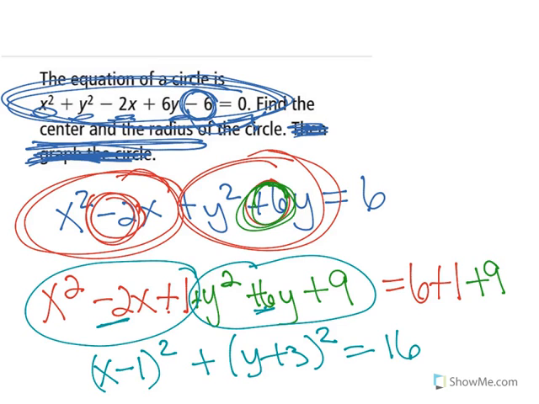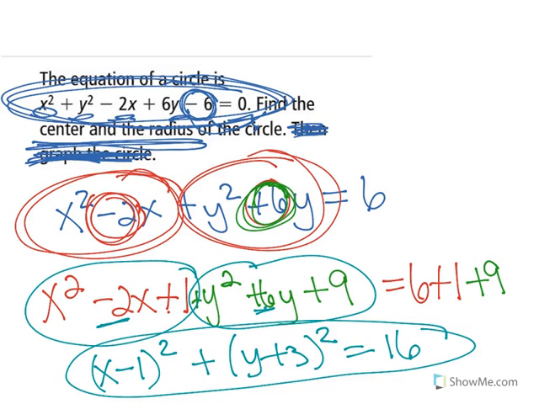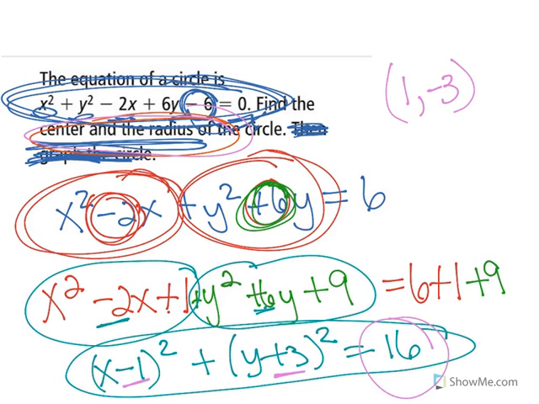Hey, look. That looks an awful lot like our standard equation of a circle. Yay! But we didn't answer the question yet. We need to say, what's the center? What is the radius? Well, our center is going to come here, right? Opposite of negative 1 is 1. Opposite of 3 is negative 3. That's our center. Take the square root of that, and we get our radius.